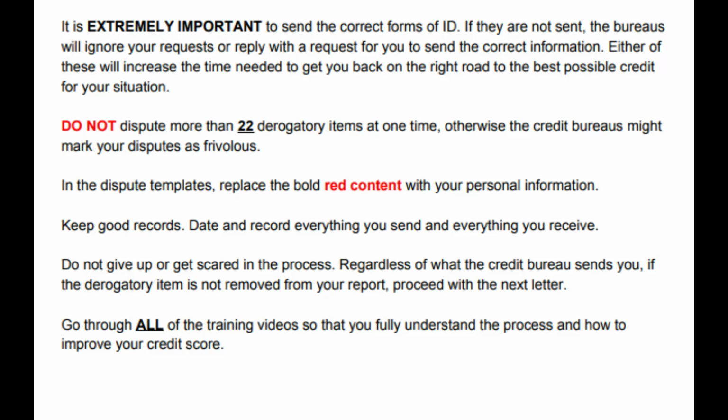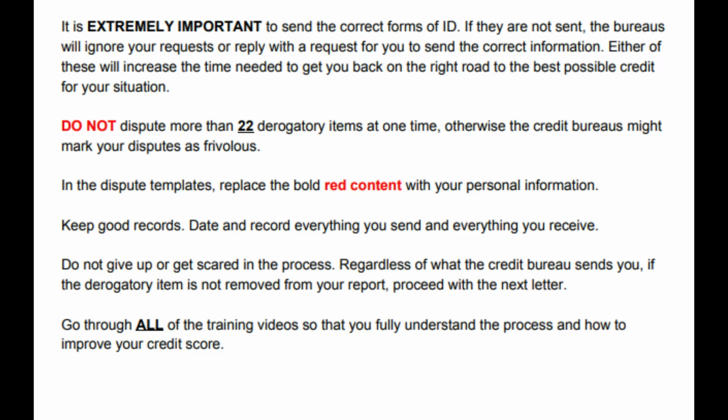So here, it is extremely important to send the correct IDs, and that's the thing. So just keep that in mind. Also use the notary every single time. Do not dispute more than 22 derogatory items at once. Otherwise, the credit bureaus might mark your disputes as frivolous, as if their fucking claims are not frivolous. You know what I'm saying?